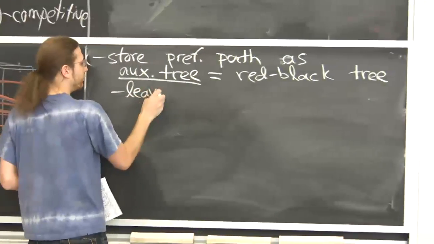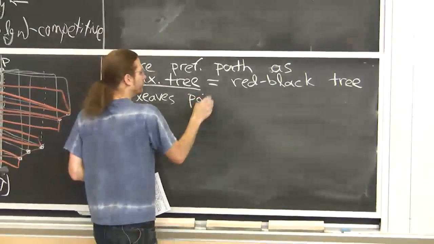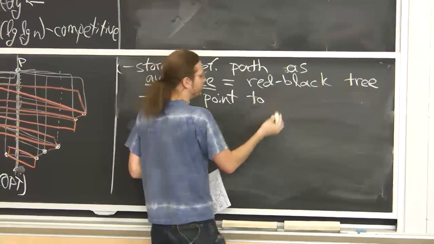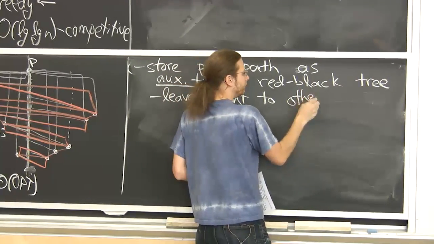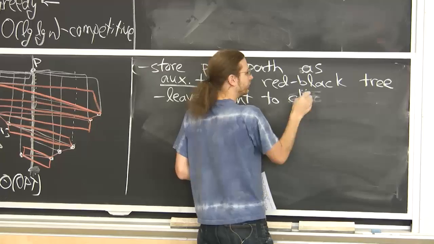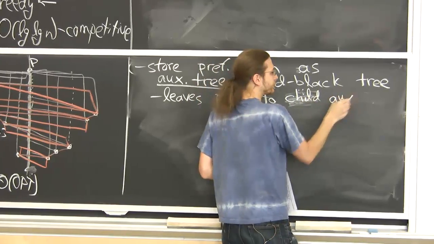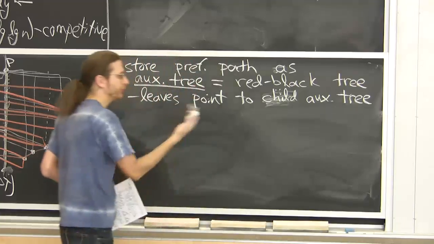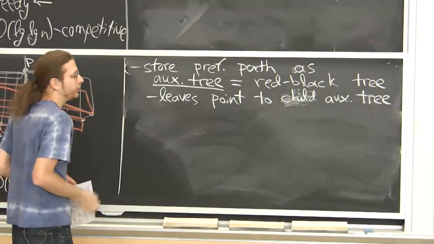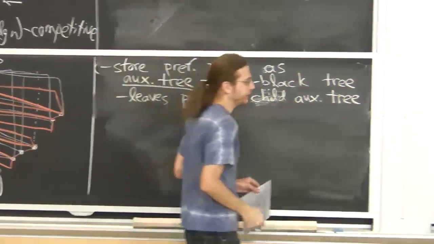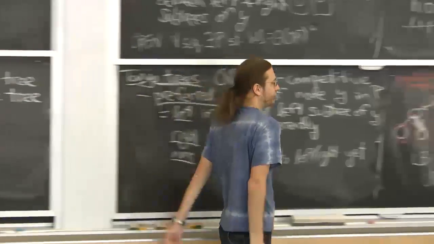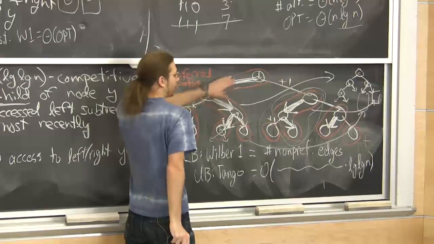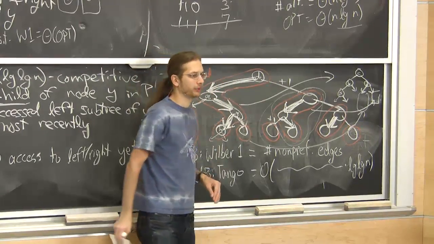So leaves point to other, or let's call them child auxiliary trees. It's uniquely defined which ones they have to point to in order to still navigate the whole structure. So it's a weird way of rebalancing your tree. And the point is each of these red-black trees has height log n because the number of nodes in it is only log n. And that gives us the bound.